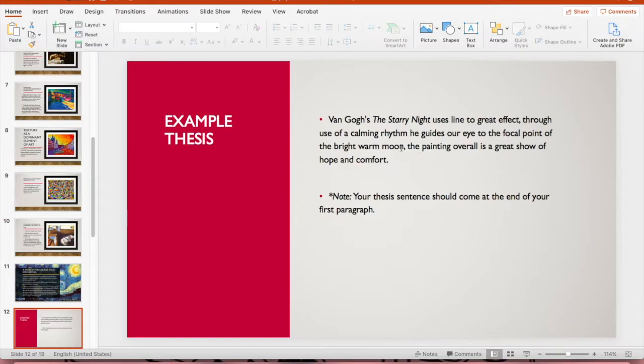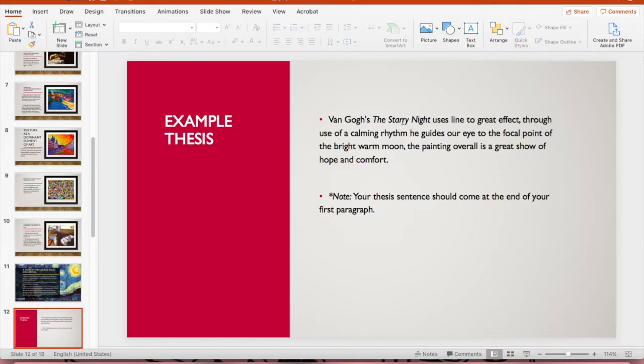Through use of a calming rhythm, he guides our eye to the focal point of the bright, warm moon. Well, that's your third paragraph. That's your principle of design, talking about rhythm and how rhythm is used to guide your eye to a focal point of a bright, warm moon. The painting overall is a great show of hope and comfort. That's the opinion part. You feel that way about the painting, in theory, okay? Just this example. So a good thesis should set up every paragraph.